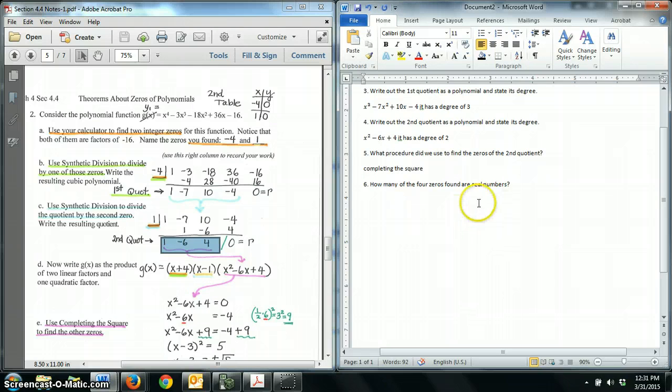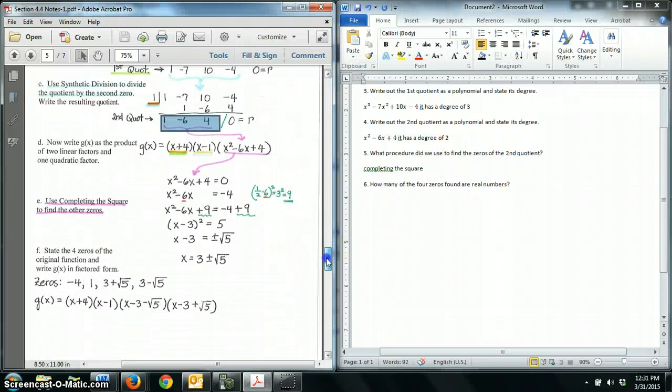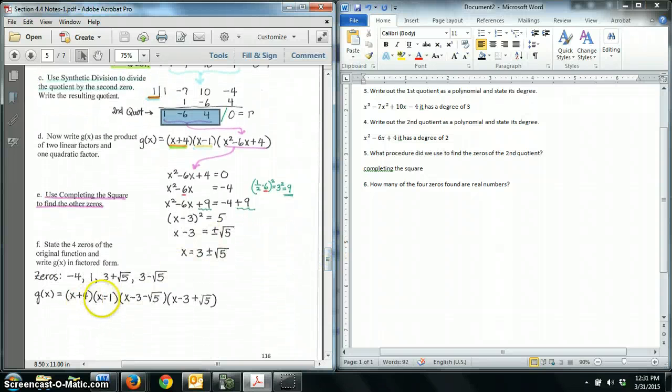And finally, how many of the 4 zeros are real numbers? Well, we see we have 1, 2. These are real numbers as well. They may be irrational, but remember, real ones are just something that doesn't have an i. All 4 of these, you see, we have 1, 2, 3, 4, and they all have just positive numbers. There's no imaginary numbers. So how many of the 4 zeros found are real numbers? All 4 of them are.